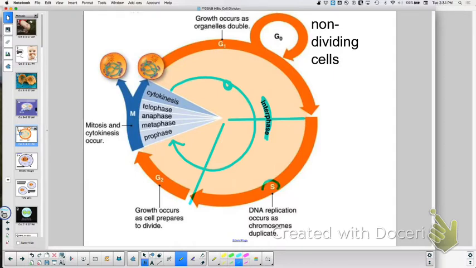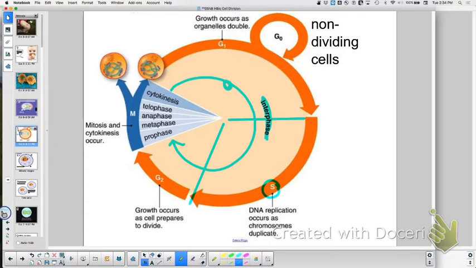Then the S stage of interphase, what does S stand for? Synthesis. What are you synthesizing? DNA. Okay? This is when you form your sister chromatids held together by a centromere. So you have 2 copies of every single chromosome in that cell.